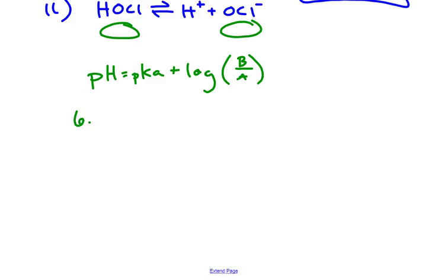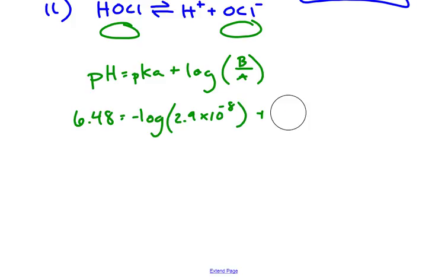6 point, is it 48? That's the pH, equals negative log of my Ka, which is 2.9 times 10 to the negative 8th, plus log x. And all you got to do is solve for x. So take that to the other side, take 10 to the answer, and if your answer is smaller than 1, then you have more acid. If your answer is greater than 1, you have more base. So you have more OCl minus. Okay? And that is a total of 1 point. You can figure that one out on your own.